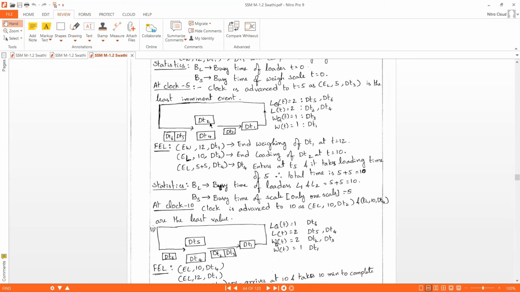So now this loader will become free. In that place, we have three trucks that were waiting for loading, that is DT4, DT5, DT6. So DT4 will be shifted from the loading queue to the loader for loading. So we have in the loader two trucks, that is DT2 and DT4, and in the weighing queue we have DT3. At the scale we have DT1. We will update that here.